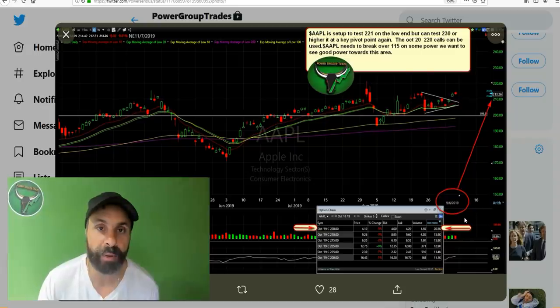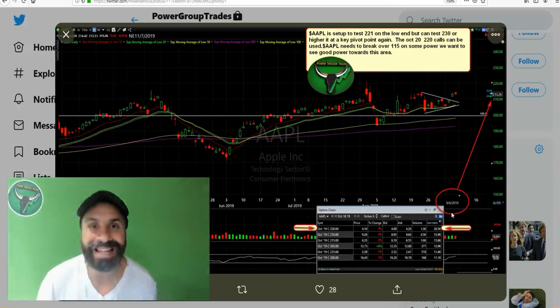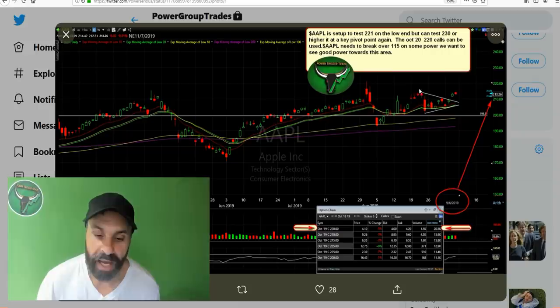Because this was probably posted on the weekend, right? So this was posted on Sunday. But this was the close on September the 6th. And what I said is Apple needs to break over 215 on some power. We want to see some good power towards this area. Basically, of course, Apple confirmed, right?